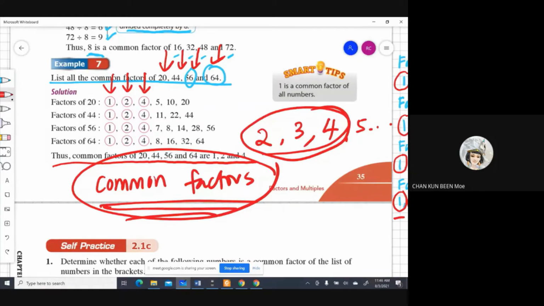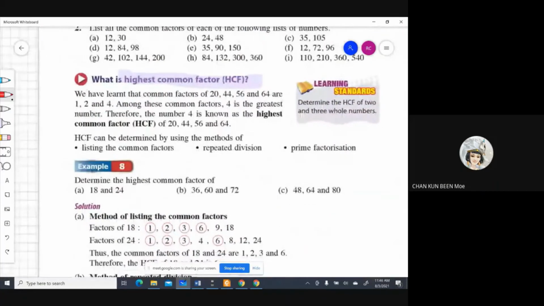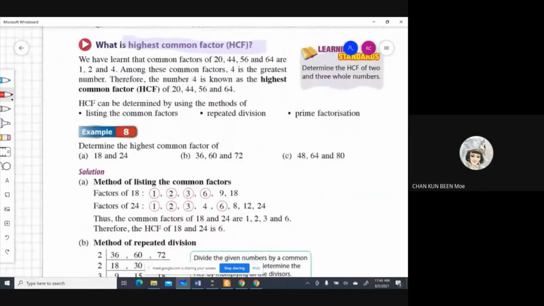The next thing that you are going to learn is about the highest common factor. We call it HCF, the short form. You can look at the paragraph given here. We have learned that the common factors of 20, 44, 56, and 64 are 1, 2, 4, the one that we have done just now. Among these common factors, 4 is the greatest number. Therefore, the number 4 is known as the highest common factor of 20, 44, 56, and 64.